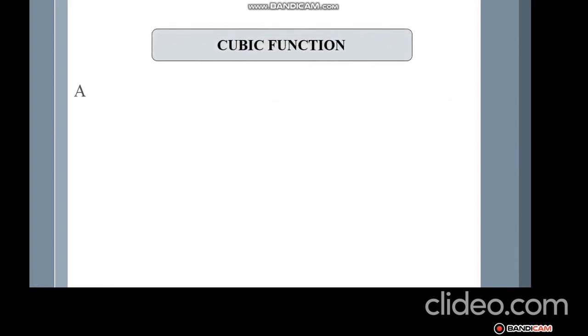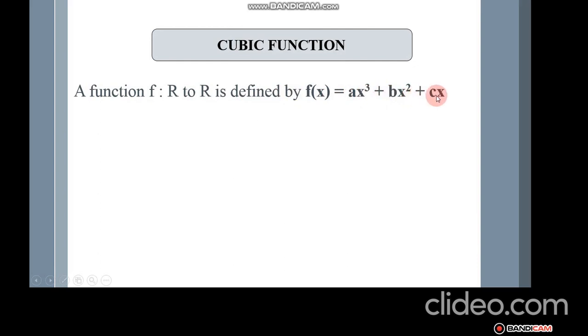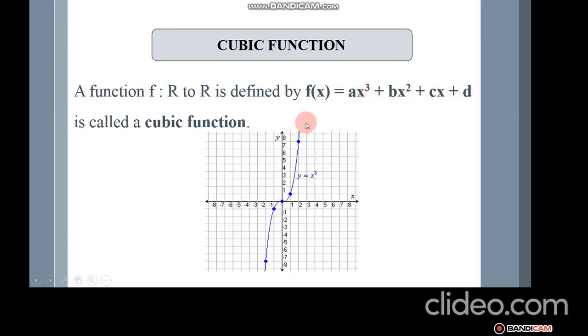Cubic function. A function f from R to R is defined by f of x equals ax cube plus bx square plus cx plus d, and is said to be a cubic function. If the degree is 3, it is said to be a cubic function. The graph for the cubic function looks like this.